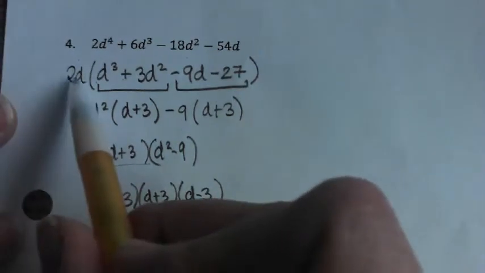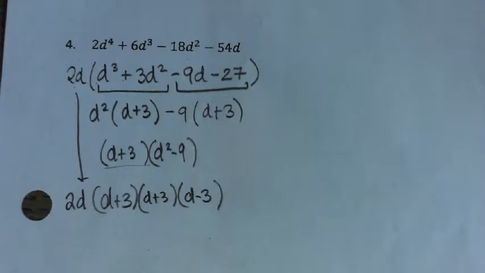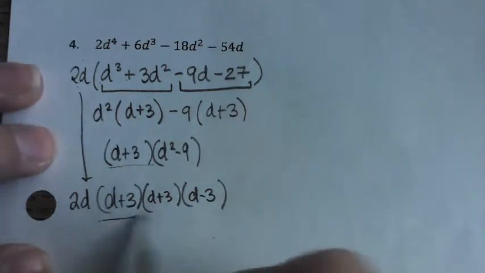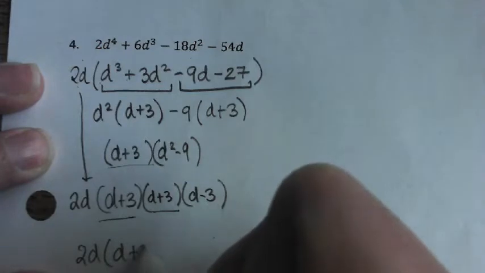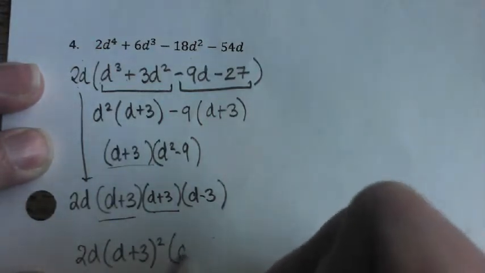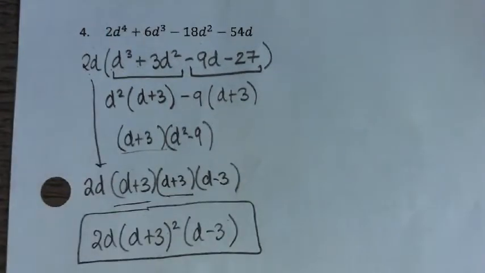Absolutely. Do not forget about that GCF. That has to be brought down. And then Lydia? Right, since I have two of those, the most efficient way of writing it would be with a squared. Perfect.